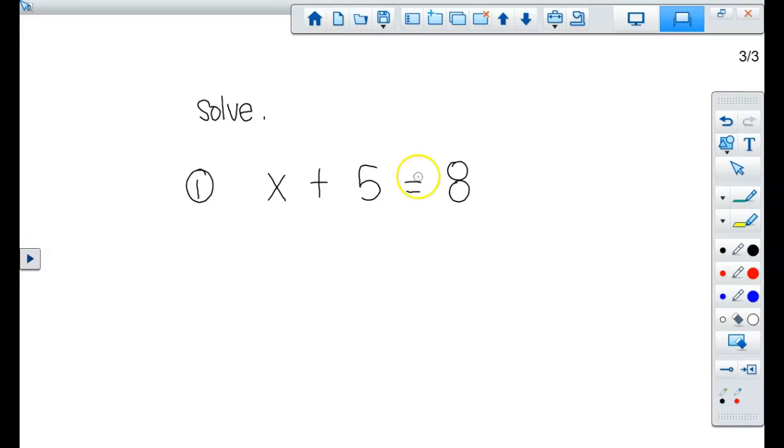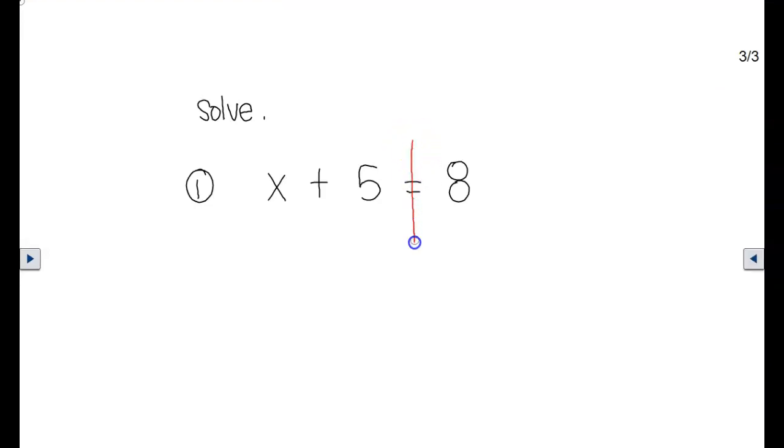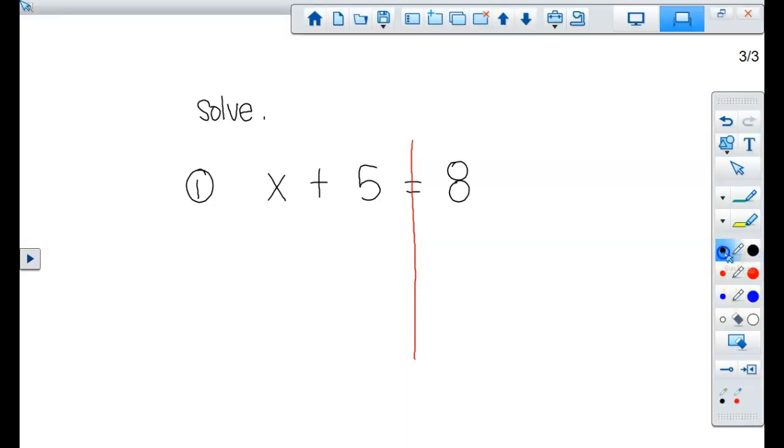All right, so remember, the first rule that I wrote down for solving an equation is I want you to draw a line through the equal sign. Remember, the purpose for that is it shows us the two sides. X plus 5 is one side of my equation, and 8 is the other. So this equation tells me that when I take x and add 5, that I'll get 8 as my answer.